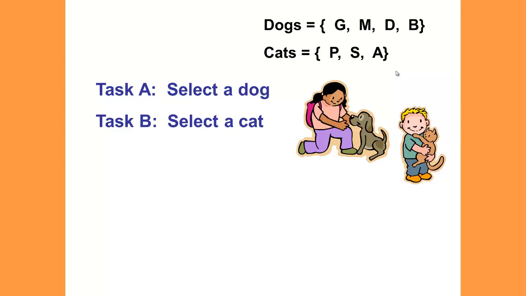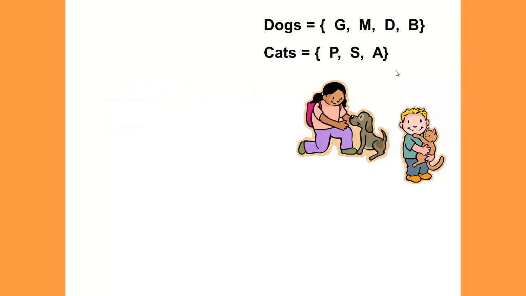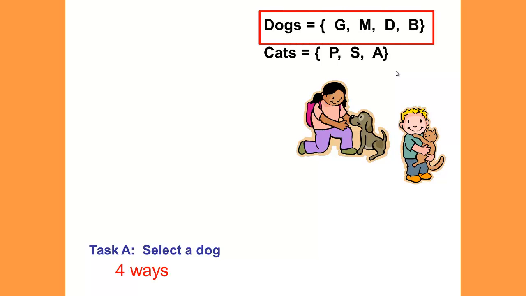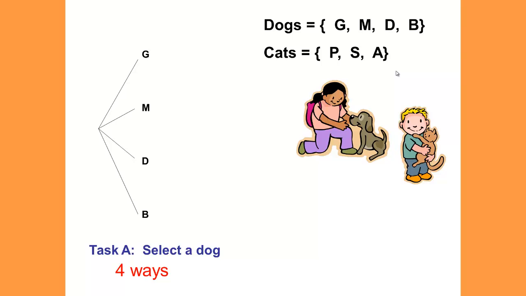We have two tasks. Task A to select a dog, and task B to select a cat. There are 4 ways to complete task A. We can choose any of the 4 dogs. Here is a tree diagram to illustrate this. We can choose G, M, D, or B.